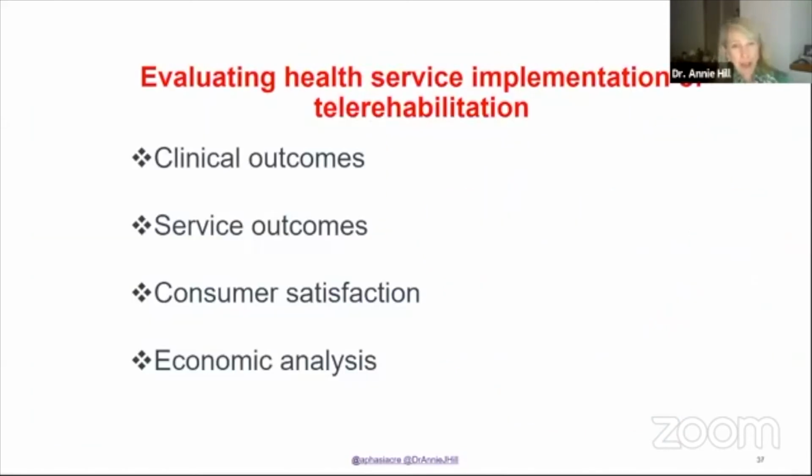Of course, once you have your service, you want to ensure that it's delivering the service that you had actually planned. So you will need to look at the clinical outcomes that you're getting, the service outcomes as well, and that might be things around duration of sessions, number of referrals to other services. Consumer satisfaction is really important. And of course, the economics of it are vital.